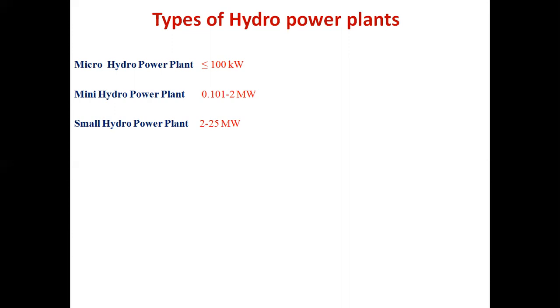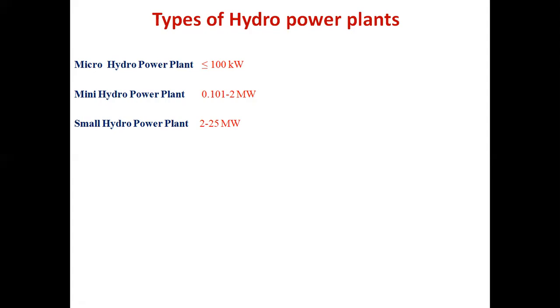Where we can see micro hydropower plant is a power plant whose generation capacity is less than 100 kilowatt. If generation capacity of a hydropower plant lies between 100 kilowatt to 2 megawatt, that is known as mini hydropower plant. And if a power plant has capacity between 2 to 25 megawatt, that is known as a small hydropower plant. So this is enough for today's video.